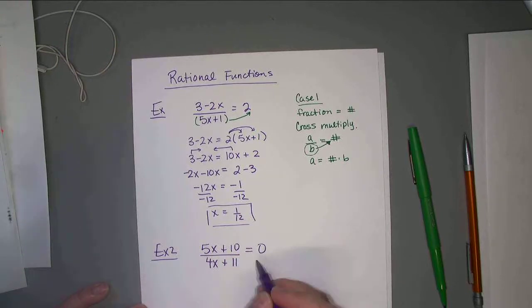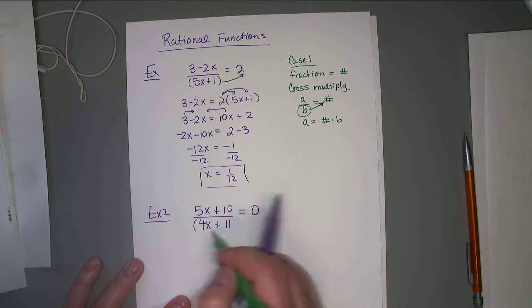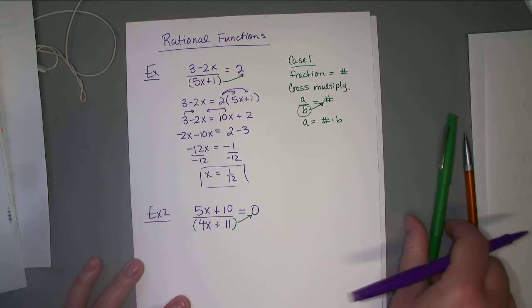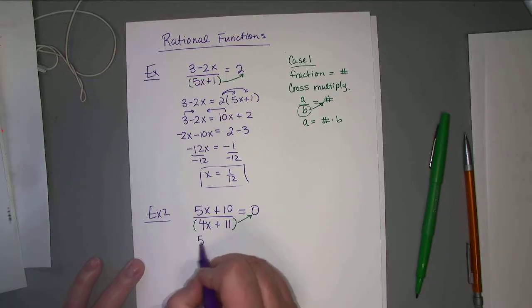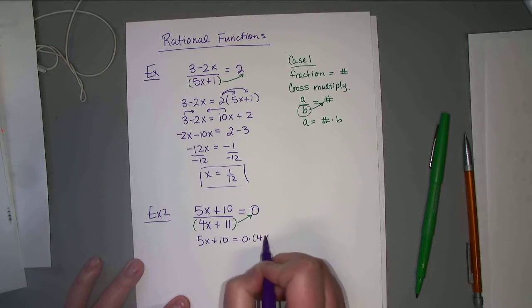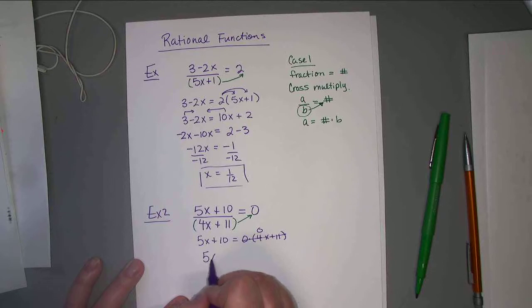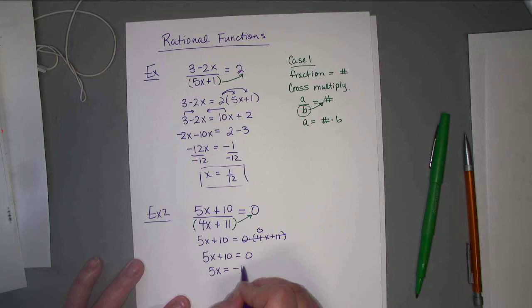So these are nice when it's equal to 0, actually, because when we take that denominator and multiply it on top, we get 0 times something. And 0 multiplied by anything is 0. We don't even really need to write this out because that's going to be 0. So we have 5x plus 10 is equal to 0. Rearrange it, divide both sides by 5, and we get x is negative 2.